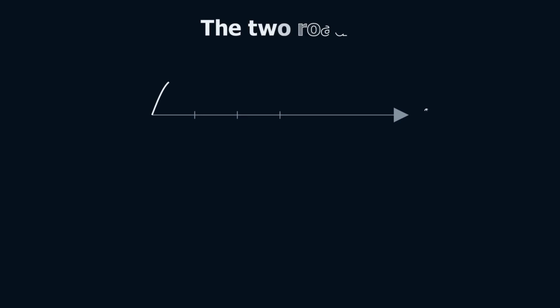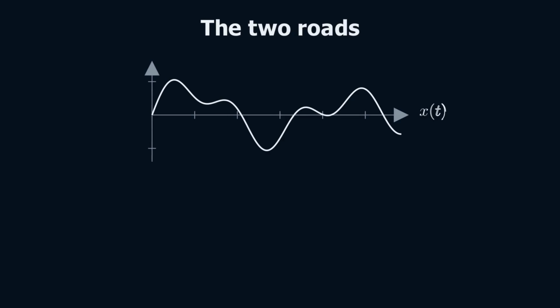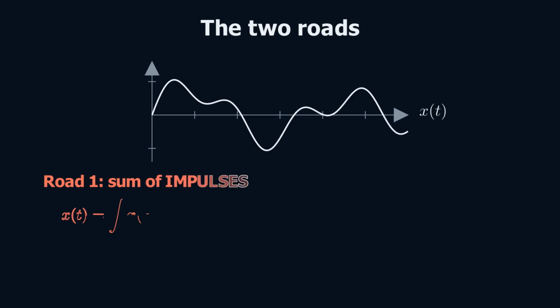One more piece of business, now the promise from the cold open. Take any signal, this arbitrary wiggle will do. There are exactly 2 ways to spell it in our alphabet. Road 1, slice it into impulses. Every instant of the signal is a tiny scaled, shifted delta, the sifting property, run in reverse. Follow this road and you arrive at convolution.